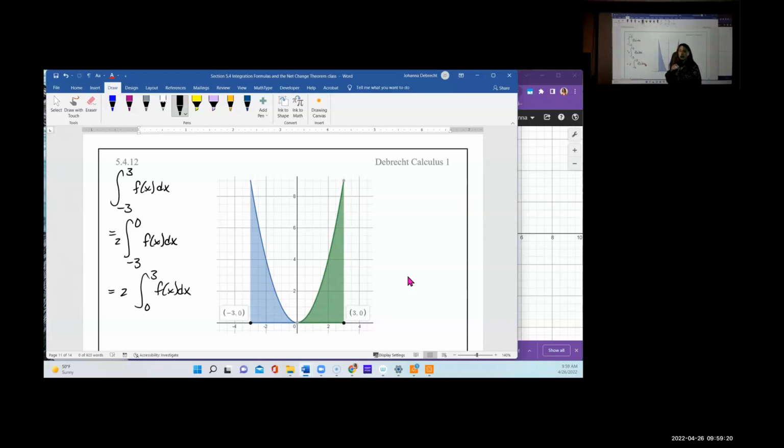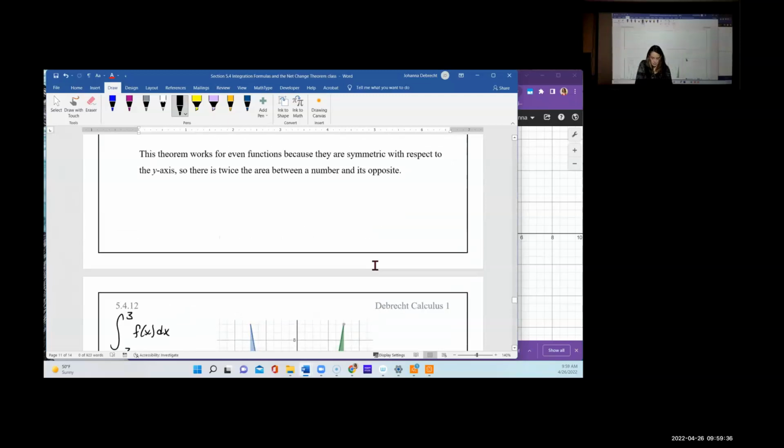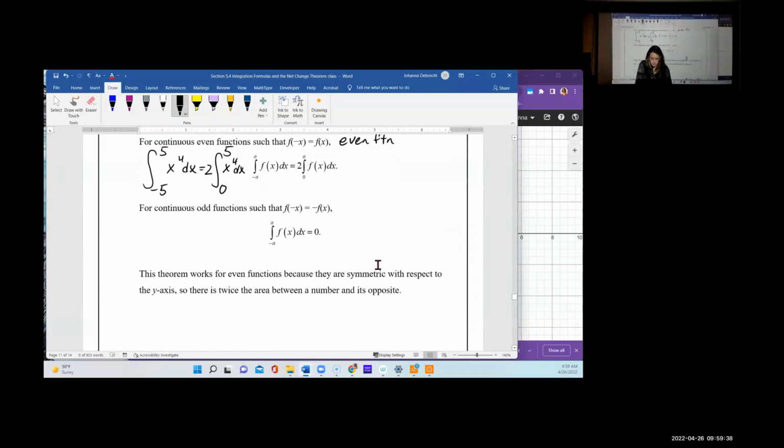It does make your life a little bit easier, but of course you have to recognize when you have an even symmetric graph, which pretty much the only even symmetric ones I have memorized are cosine and the even power functions.